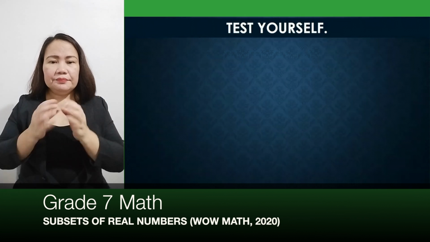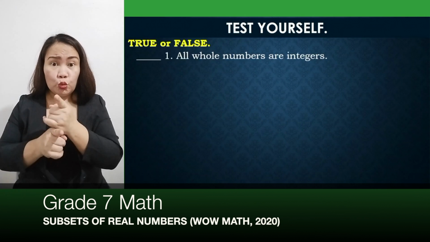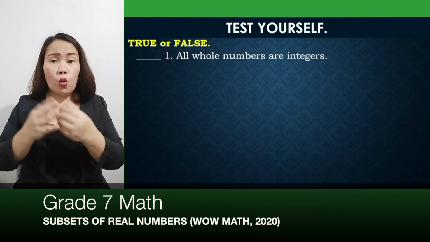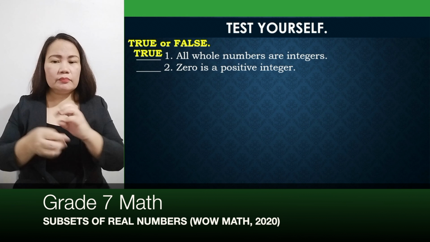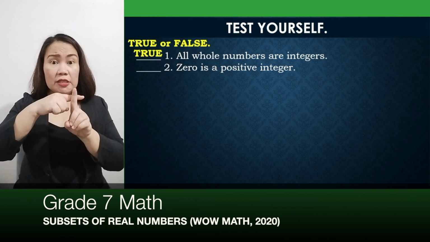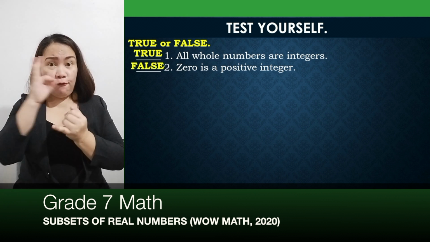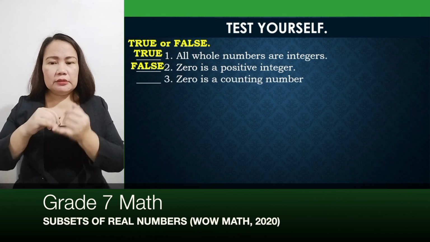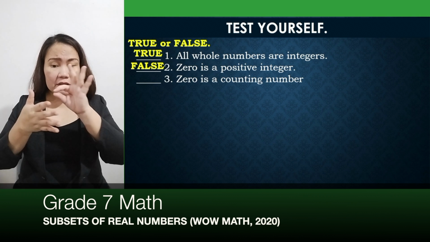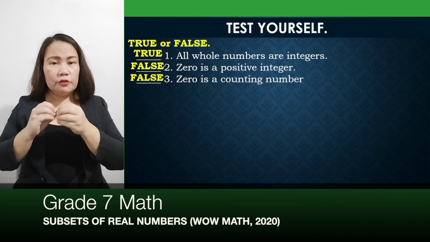Alright, let's have true or false. Number 1, all whole numbers are integers. Is this true? Okay, that is true. Next, 0 is a positive integer. That is false because 0 is not a positive integer. Number 3, 0 is a counting number. Is it a counting number? No, so this is false.